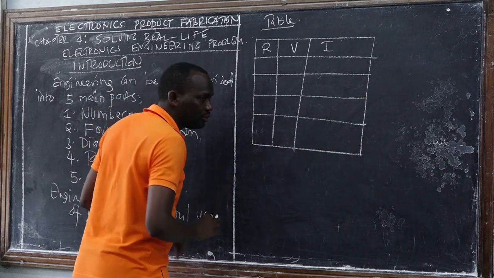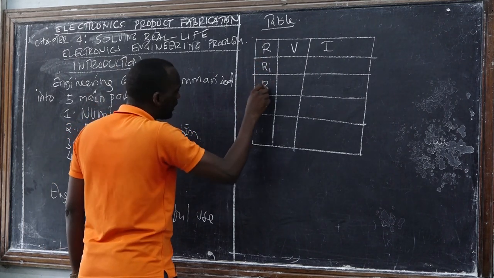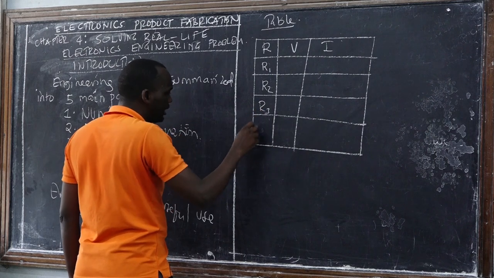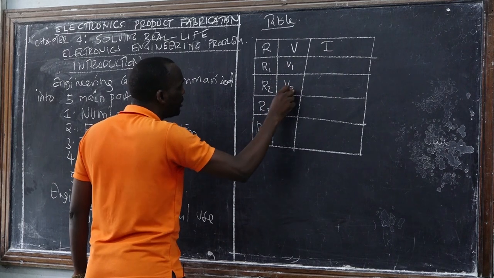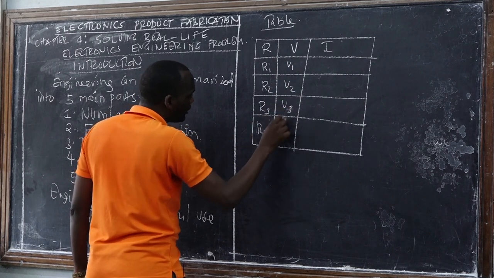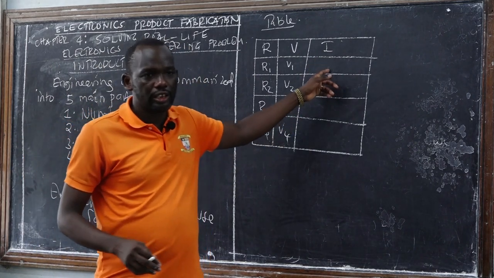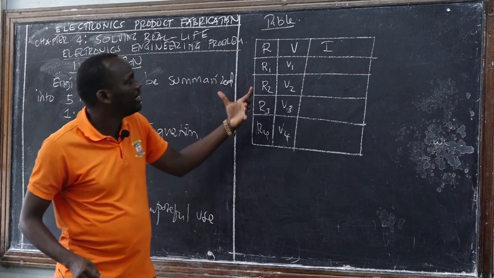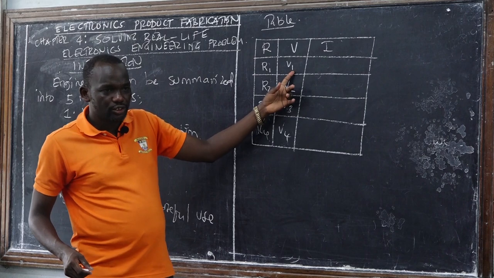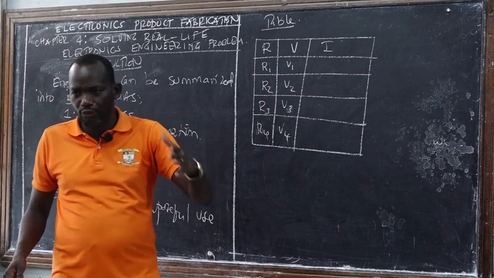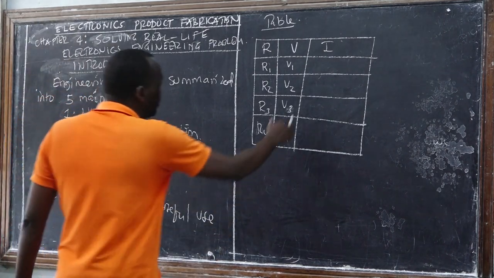I'm just giving the overview. So you can be given a certain value of resistance, let's say resistor 1, resistor 2, resistor 3, and resistor 4. In the case of voltage, you might be given voltage 1, voltage 2, voltage 3, then voltage 4. So you have to do experiments in order to fill it. It means that when the resistance used in the circuit is R1 and the voltage is V1, you can measure the amount of current flowing in that circuit. Are we together? So you are asked to fill this table.